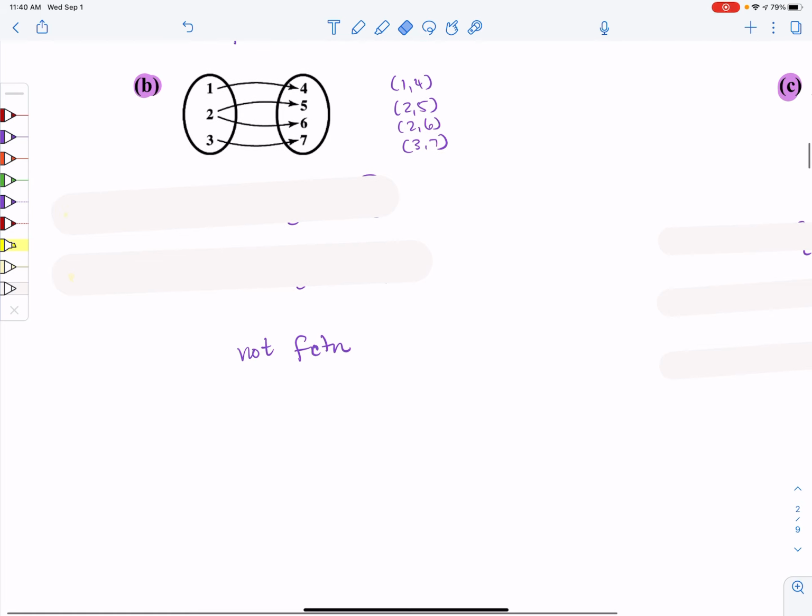In my domain, I'm going to list my x values. One of the things that I want you to notice is that once 2 is in the set, it's in the set. You don't have to tell that it's in the set twice. It's just simply in the basket. And so my domain is 1, 2, and 3. My range is going to be 4, 5, 6, and 7.